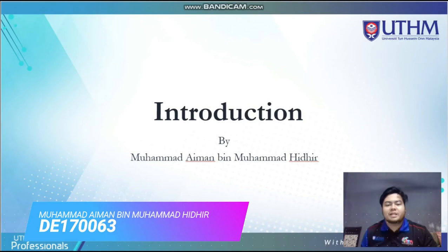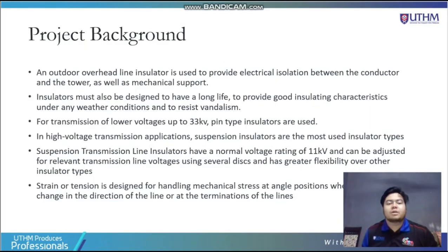So I will present on the introduction. First of all, project background. An outdoor overhead line insulator is used to provide electrical insulation between the conductor and the tower, as well as mechanical support. Insulator must be designed to have a long life to provide good insulating characteristic under any weather condition and to resist vandalism. For transmission of lower voltage up to 33 kV, pin-type insulator are used.